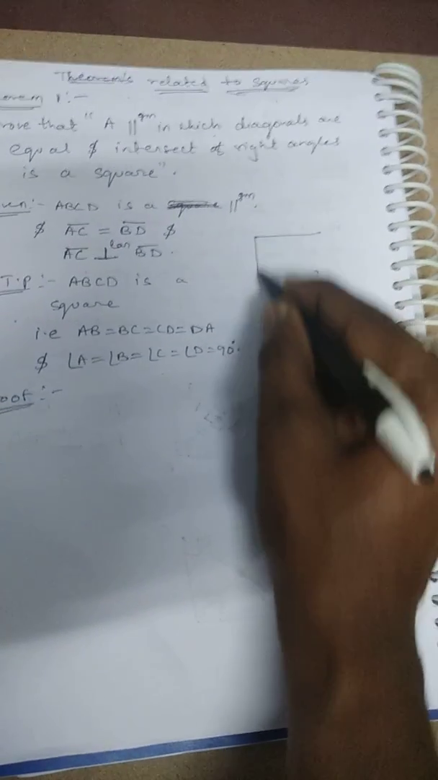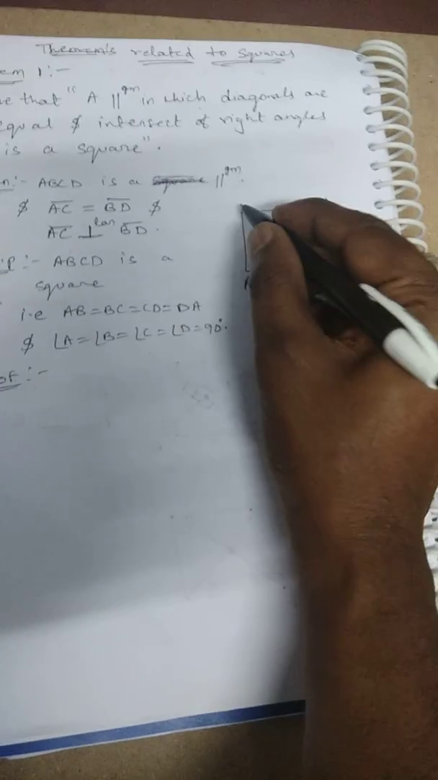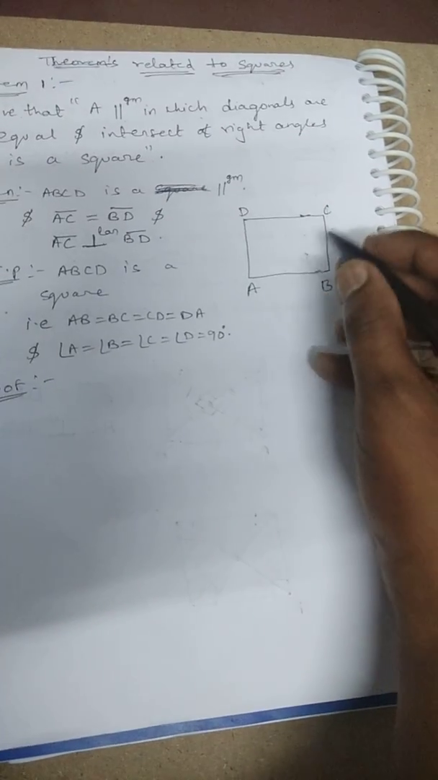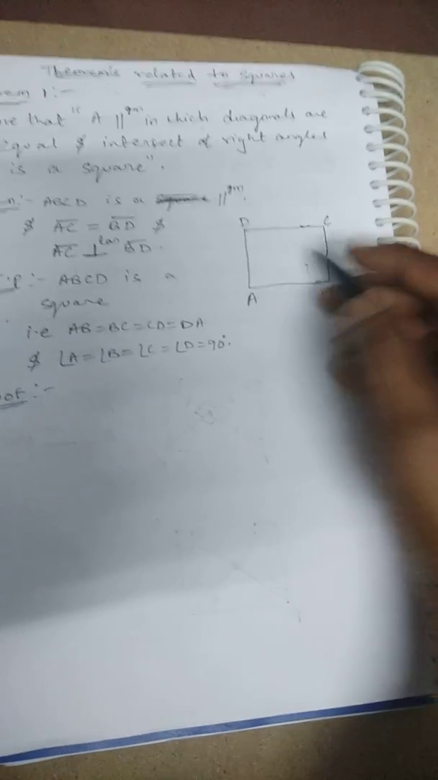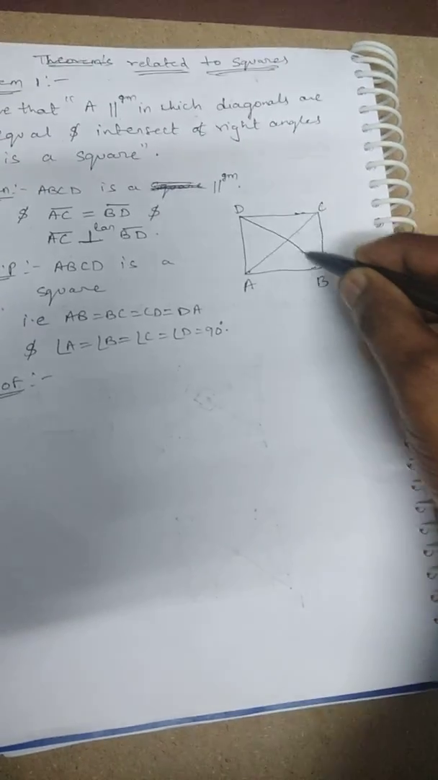So what has he given? He has given a parallelogram. This is a parallelogram, not a square. First, we have to prove it is a square. It is a parallelogram in which diagonals are equal. This diagonal AC and this diagonal BD are equal.